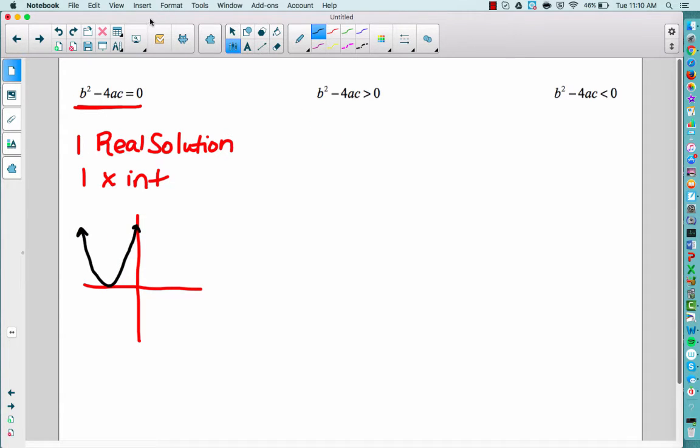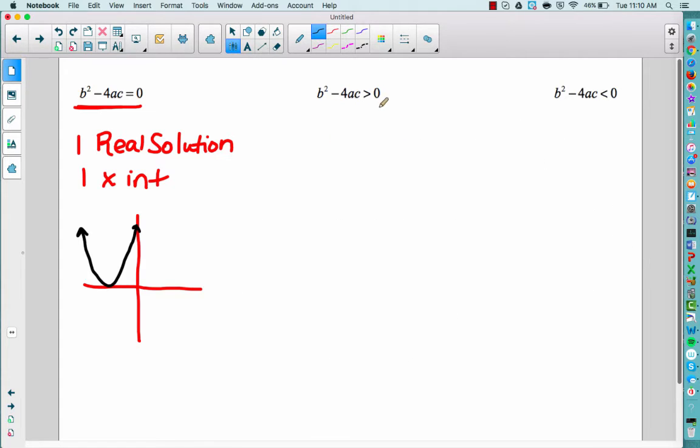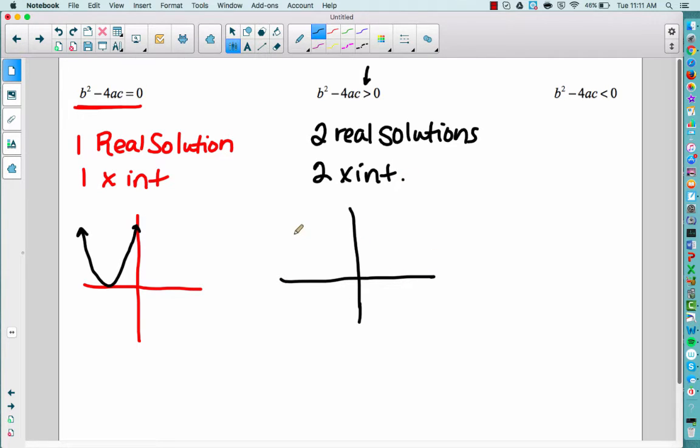Okay? All right, now, going back, if this number was greater than 0, say it was like, I don't know, square root of 4, then you take the square root of 4, you do plus 2 and minus 2. So there would be two real answers, okay? So if b squared minus 4ac is greater than 0, then you would have two real solutions, or roots, and that would mean two x-intercepts. And so a graph of that is going to look something like that. It's going to cross the x-axis twice, here and here.